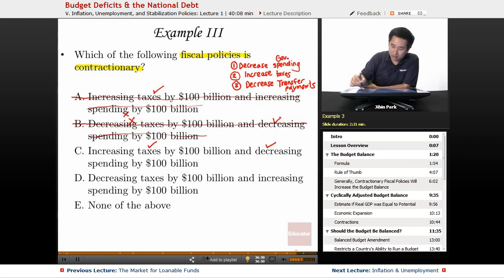This is looking like the correct answer, but let's go ahead and look at the other choices. Maybe there's a better answer. Decreasing taxes, nope. And increasing spending, nope. These are expansionary, so this is incorrect. None of the above, because C is correct, then E is also incorrect. So the correct answer is going to be C.